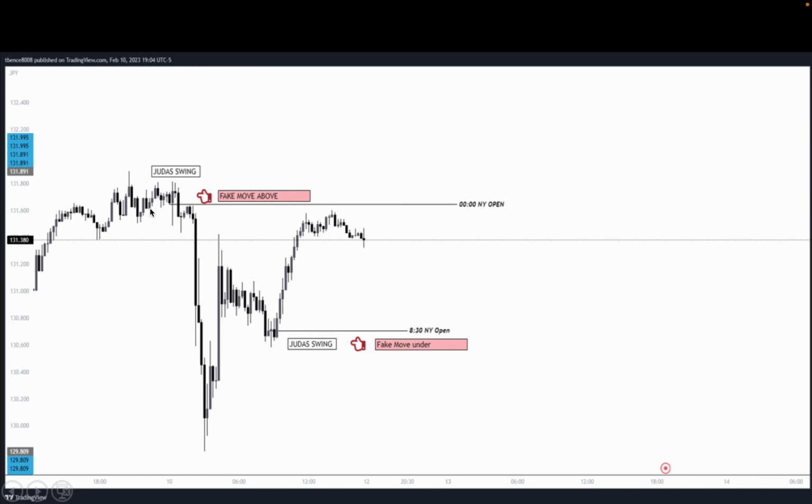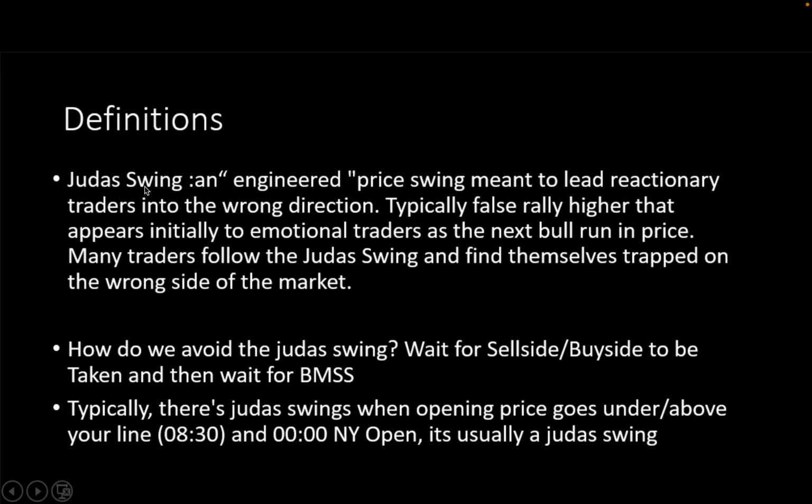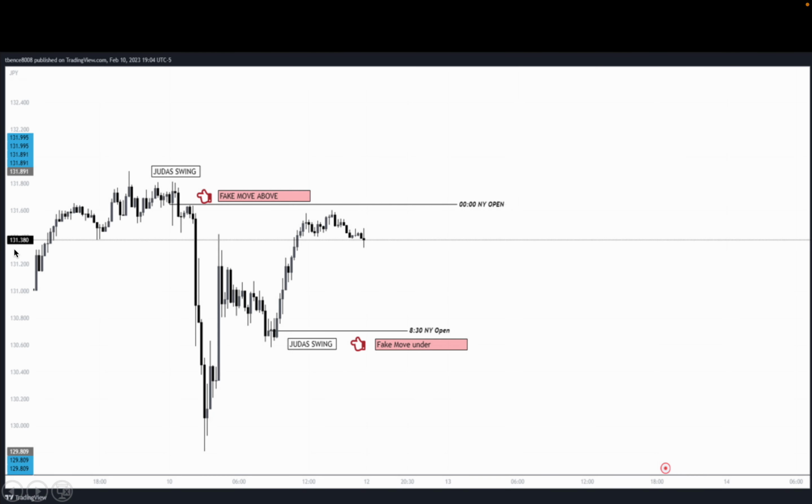And what this essentially does, it gets you thinking. Now, a Judas swing is an engineered price swing meant to lead reactionary traders into the wrong direction, typically a false rally higher in price. Emotional traders see it as the next bull run in price. So people think that is going to be a bull run, right? Because price is going upwards.